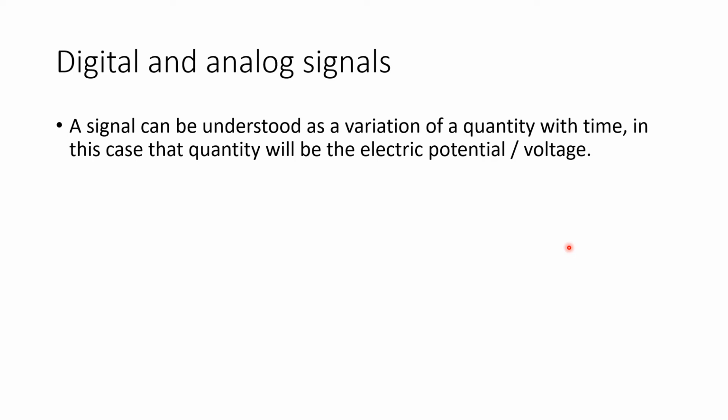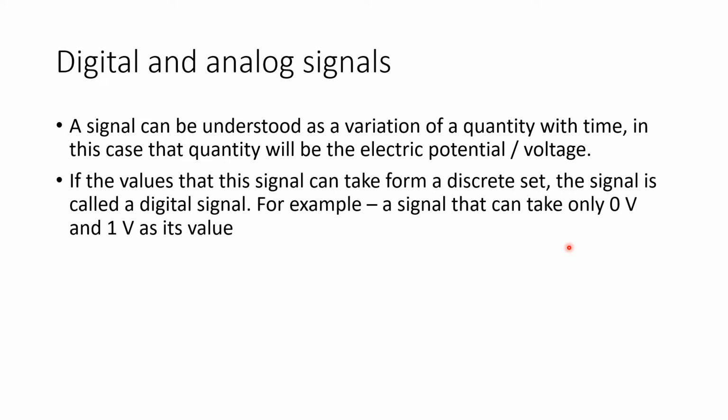So before moving on to the actual circuit, let us understand what is a digital and an analog signal. A signal can be understood as a variation of a quantity with time. In this case, that quantity will be the electric potential or voltage. If the values that the signal can take form a discrete set, the signal is called a digital signal.